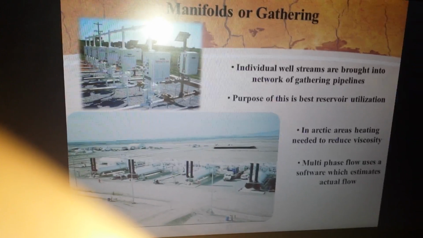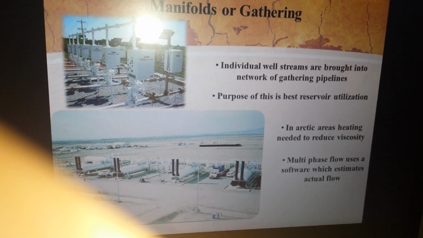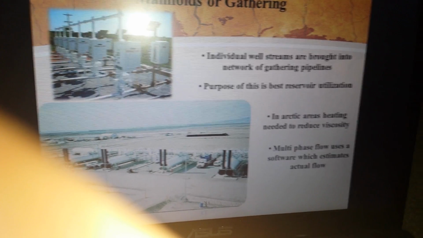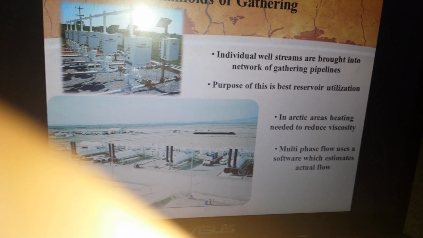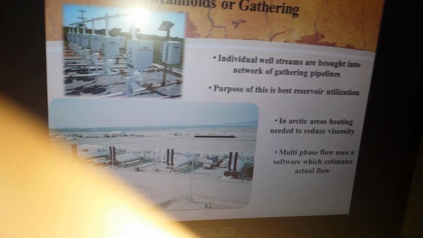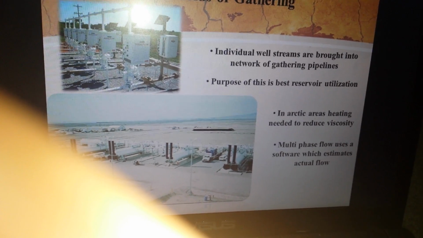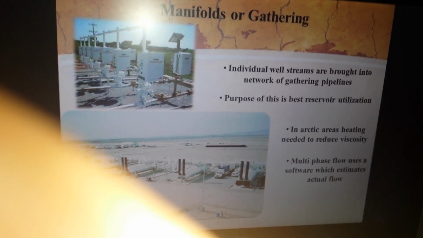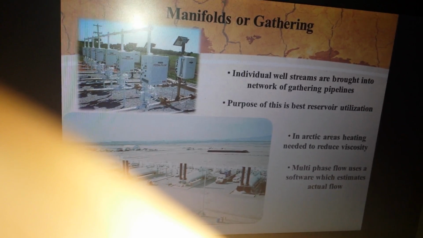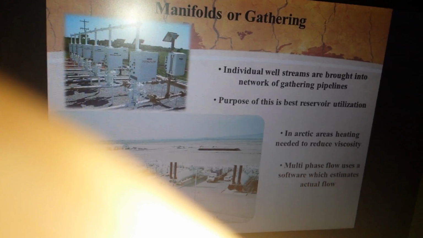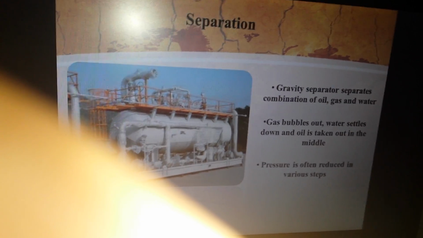Here's a picture of manifolds and gathering. So the purpose of this is that individual well streams are brought together to form a network of gathering pipelines. So the purpose of this is the best utilization of a reservoir. In Arctic Circle areas, heating is needed to reduce the viscosity, and multi-phase flow uses software which estimates the actual flow. Basically, manifolds and gathering are a network group of pipes.